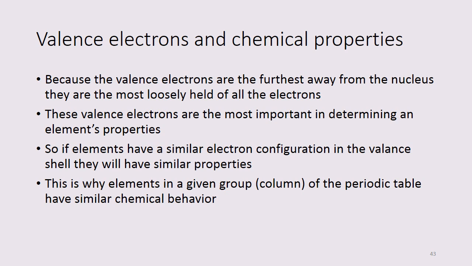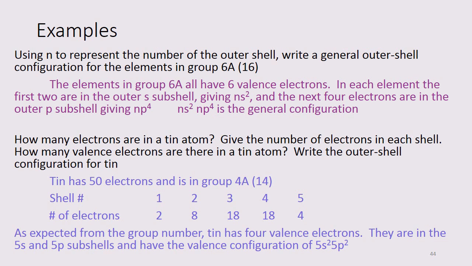So again, I said this earlier, because the valence electrons are the furthest away from the nucleus, they are the least strongly held. They're very far away. They're not held very well. And so those are the ones that do all the chemical reactions, like I said earlier. They're the important ones in determining the properties of the elements. And so when elements have a similar electron configuration in the valence shell, they'll have similar properties. So that's why everything in the same column tends to act very similarly. And again, we'll see that in future units.